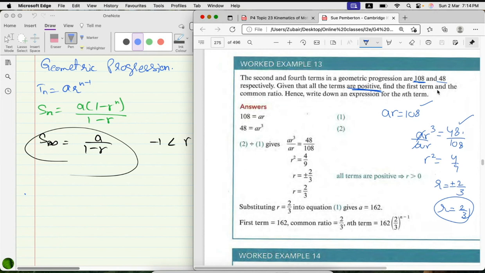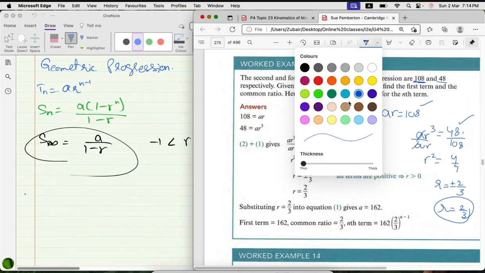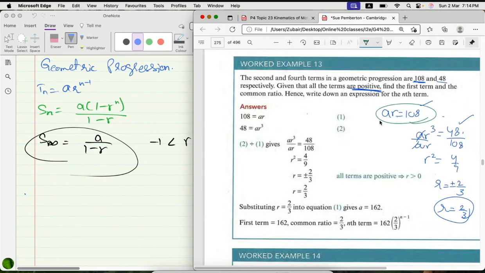So the first term, find the first term. Now we have R. So I can use this same equation, substitute R and get A. So first term's being done and common ratio. So R is already done, A done, hence write down the expression for nth term. So we just substitute AR raised to power n minus 1. Value of A is done, which is 162. R is done, which is 2 by 3 raised to power n minus 1. And that's it.